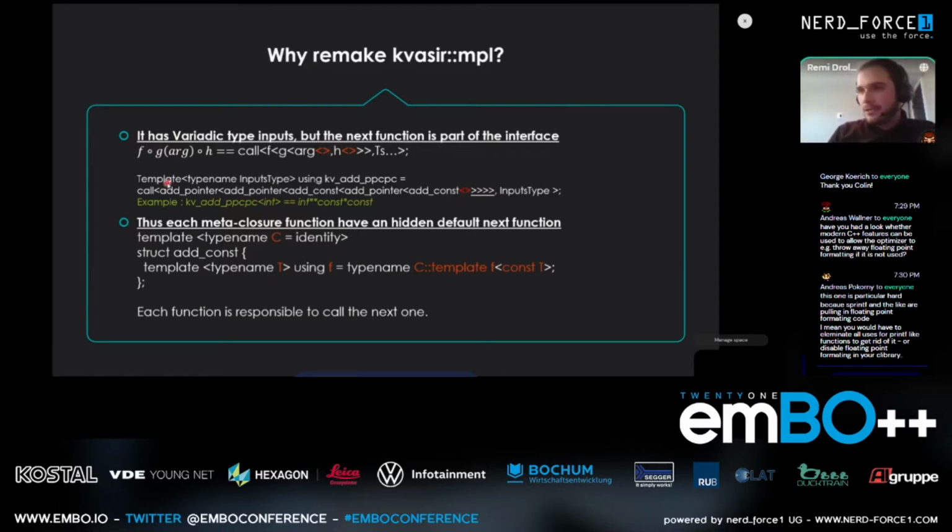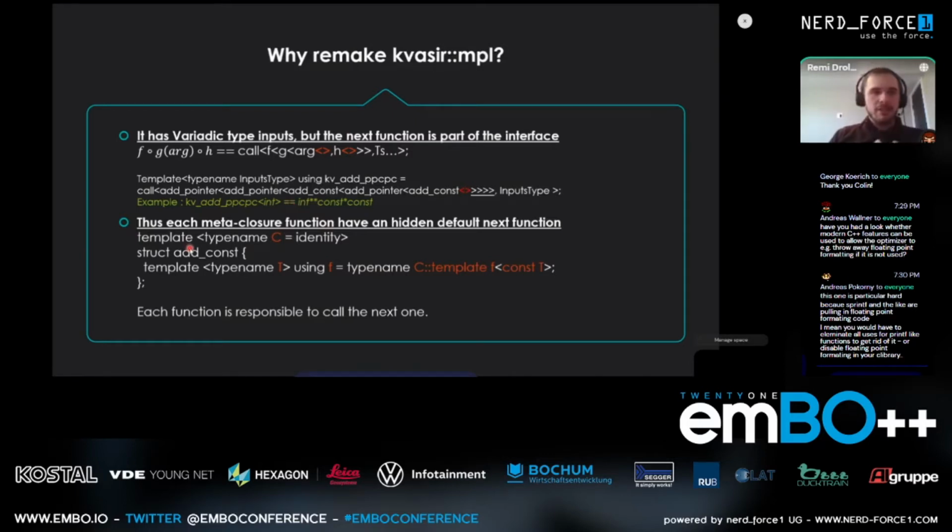So for example, in this meta function that I call add pointer cons, just to make something generic, in Kvasir you'll have to call add pointer, add cons, add pointer, add cons. You end the function. You have all those trailing nested angle brackets, and then you put the input that is template there. So if you say add ppcp int is equal to int pointer cons, because each time you send the result to the next meta function, meta closure.